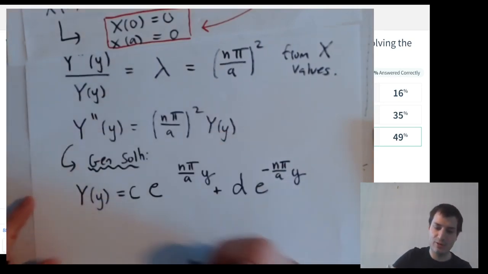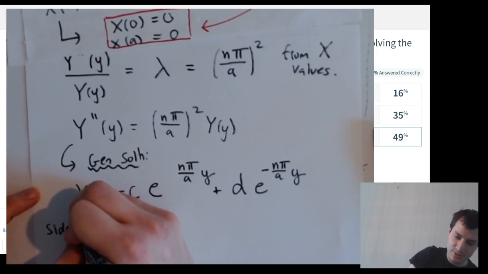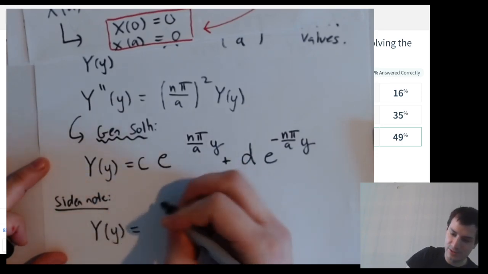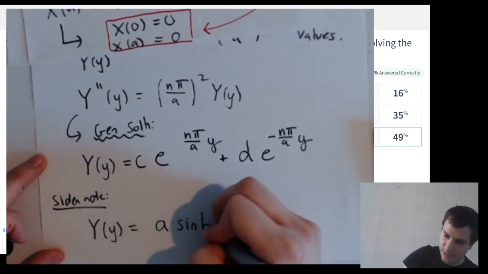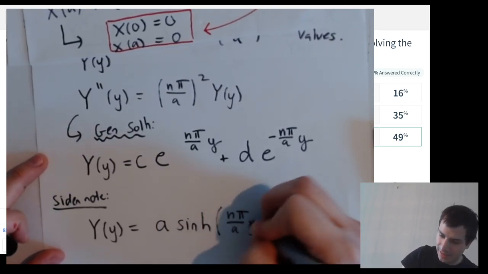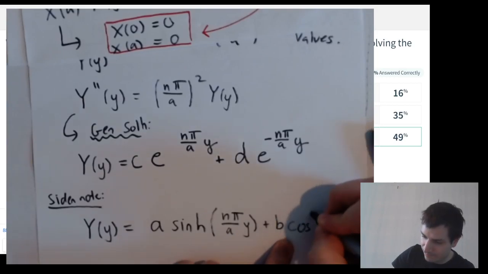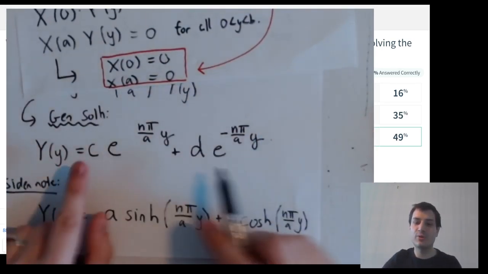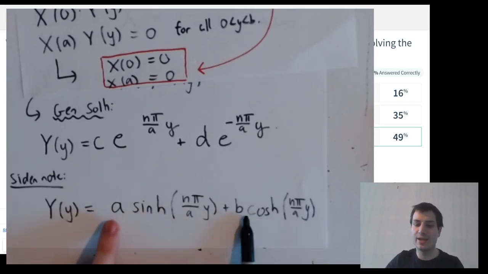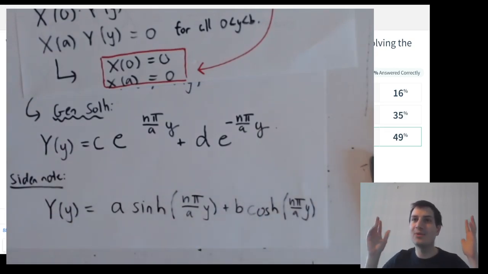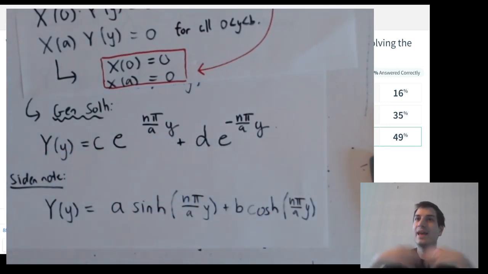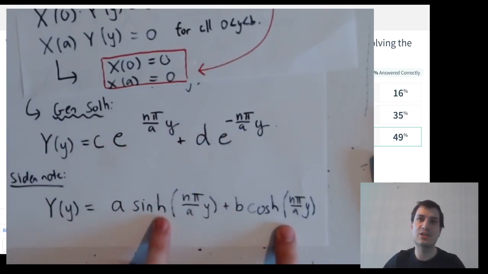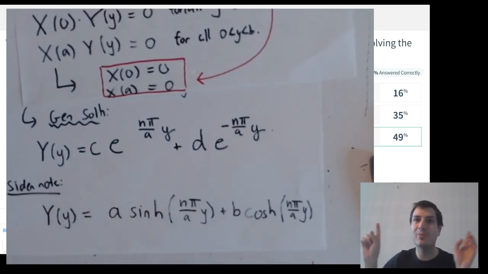That's the general solution. I will do a little side note here: a different way to write the general solution would be with the sinh function. So you could write a times the sinh of n pi over a y plus b times the cosh of n pi over a y. So these are both perfectly correct. This is the general solution where c and d are arbitrary constants. This is the general solution where a and b are arbitrary constants. So anytime you have two independent solutions, you can add them together and get the general solution this way. So these two exponentials are independent solutions. Sinh and cosh are also two independent things. These are the hyperbolic sine and cosine.